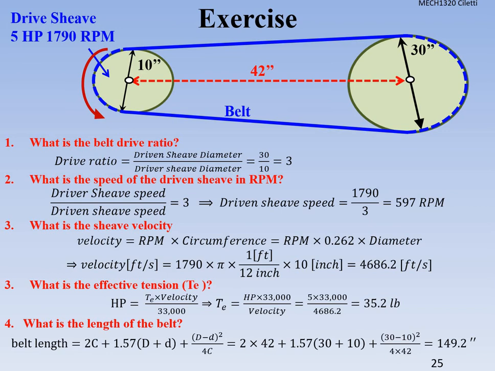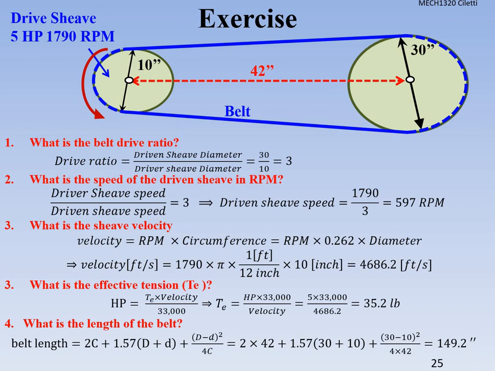We want to calculate our horsepower. Horsepower is going to give us our effective tension. So it's going to be 33,000 times horsepower, which is 5, divided by velocity. That's calculating our effective tension using the horsepower equation. So we take horsepower divided by velocity, and then times 33,000. Our effective tension should be 35.2 pounds.